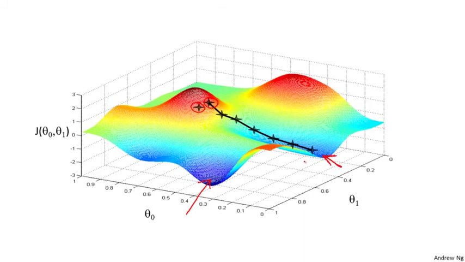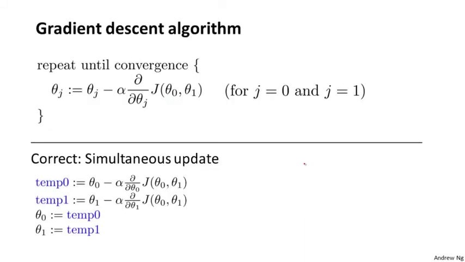And this is a property of gradient descent that we'll say a little bit more about later. So that's the intuition in pictures. Let's look at the math. This is the definition of the gradient descent algorithm. We're going to just repeatedly do this until convergence.